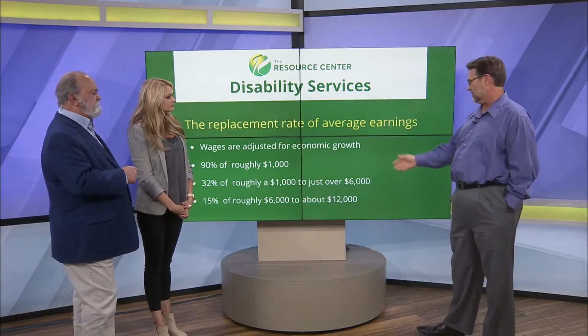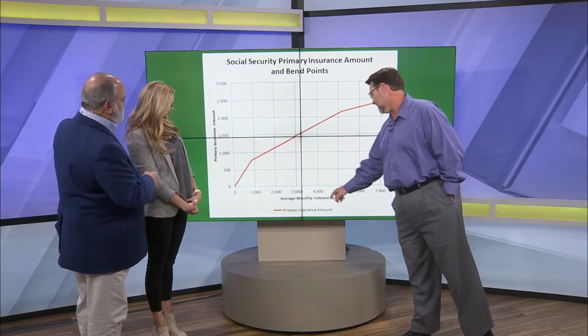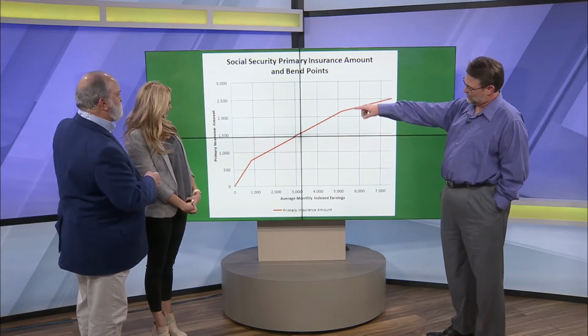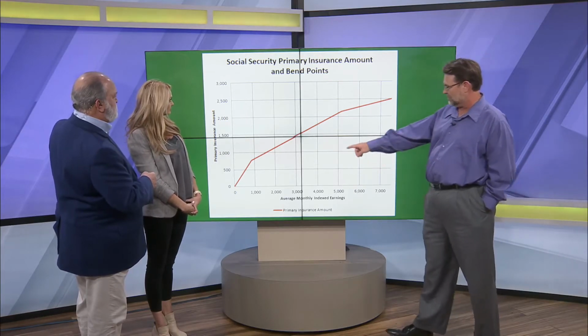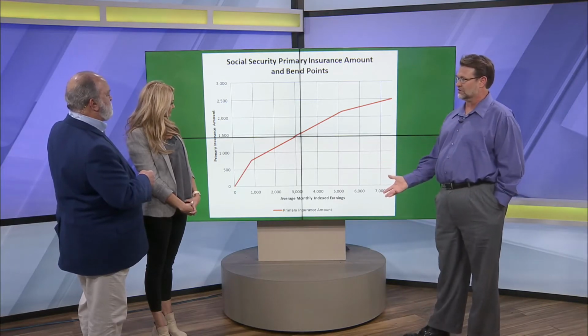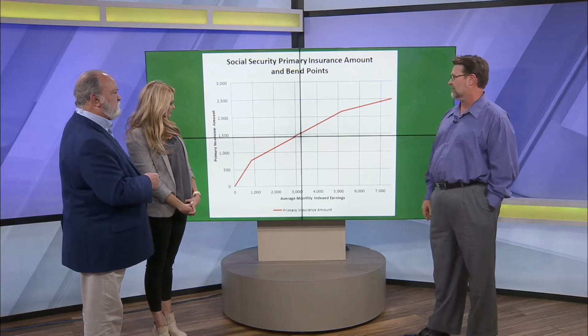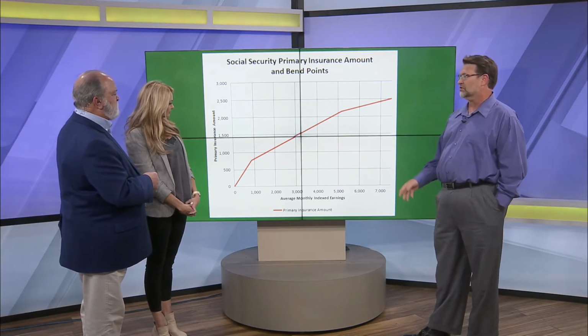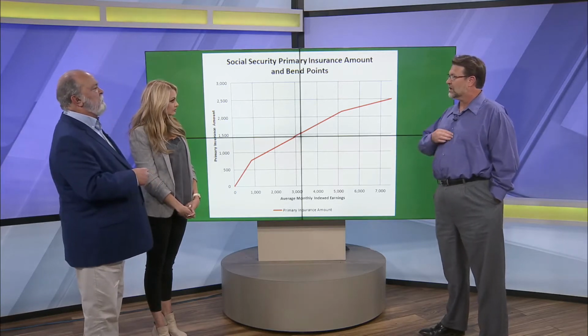So the next slide here is just kind of a chart that gives us a little bit of information about different benchmarks. So you see across the bottom our average monthly indexed earnings compared to how much money we would draw on the left side, the primary insurance amount. So you can see that a $2,000 average earner per month is going to draw about $1,200, $1,300 in Social Security. As we move up to more like a $6,000 a month average earner, we're going to have earnings that are more in the $2,400-ish range when we draw our Social Security benefits back out of the system. Social Security tracks all of it. They keep track of it for us.